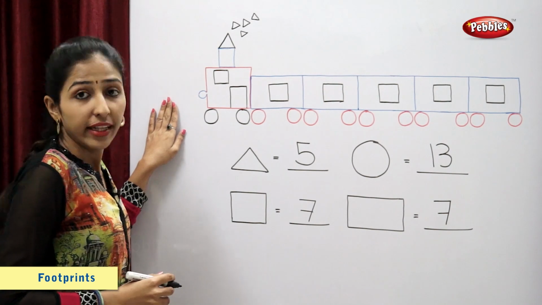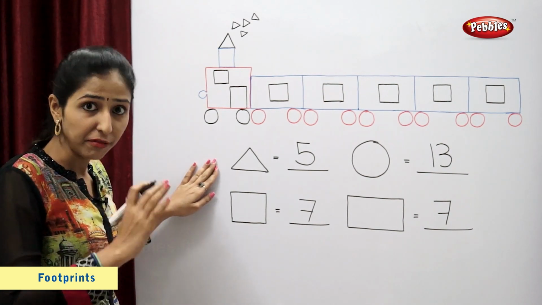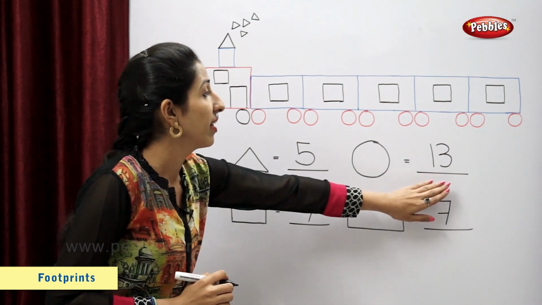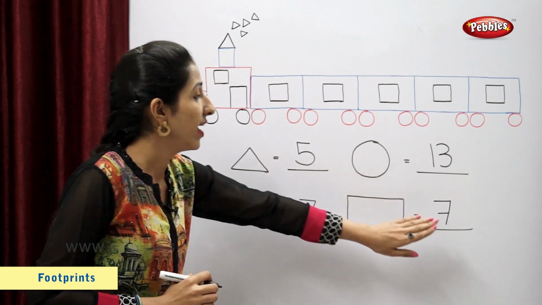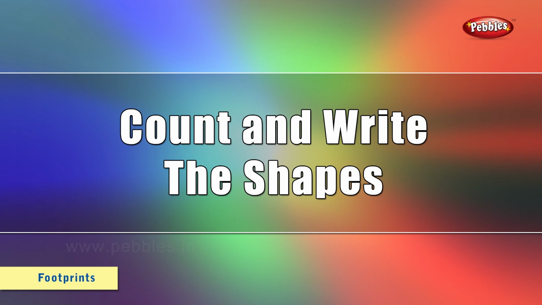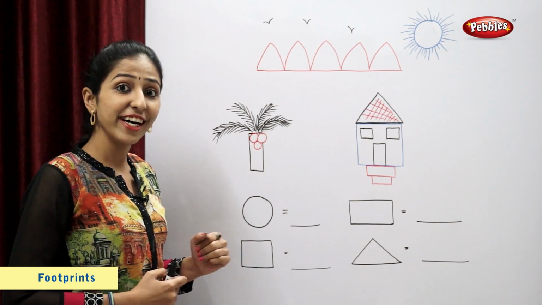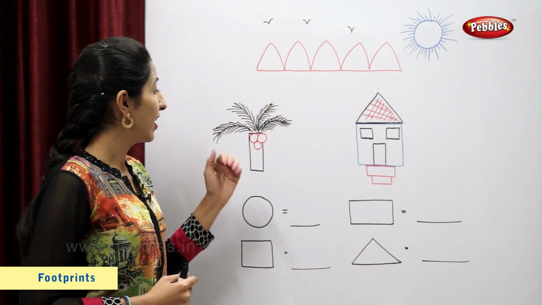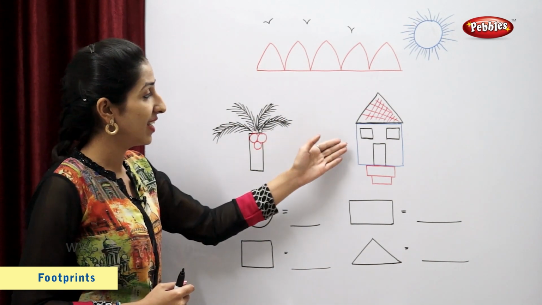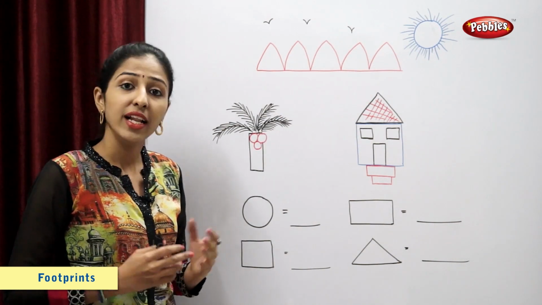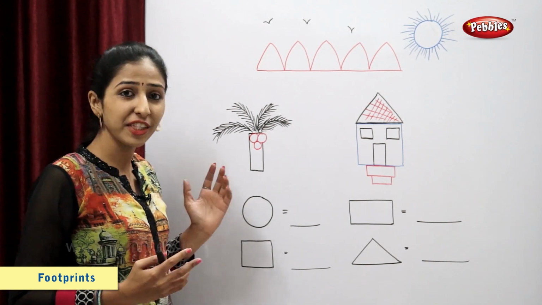So, the train has 5 triangles, 7 squares, 13 circles and 7 rectangles. Let's count and write the shapes. I have drawn a scenery. It has mountains, a coconut tree, a house and a sun. So now let's count and write the number of shapes.